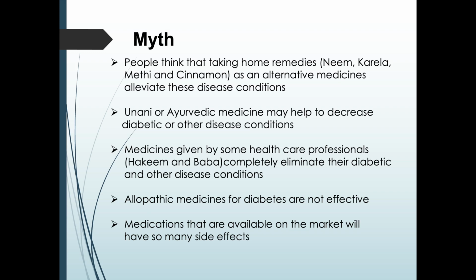And another myth: allopathic medicines for diabetes are not effective. Many people think, why take drugs, when home remedies, this and that, would be helpful rather than taking medications to treat diabetes. And again, there are several medications available in the market. But if you are taking a medication which is not suitable for you, you blame that medication as not working. If you take another, alternate medication, that will work. So you cannot say that a medication is worthless just because it's not working for you. For some people it is good.